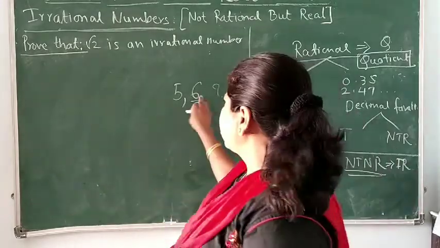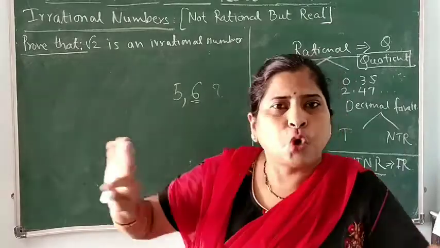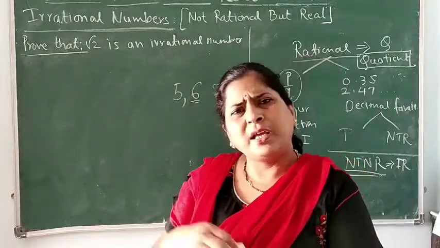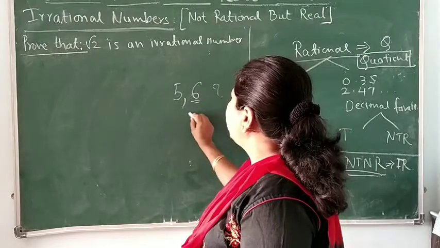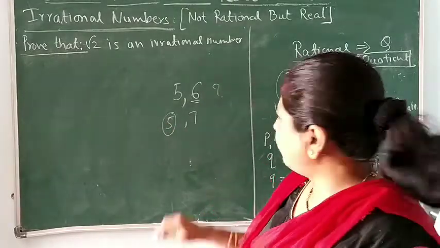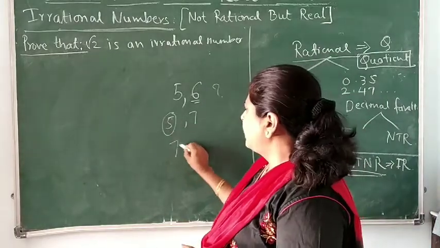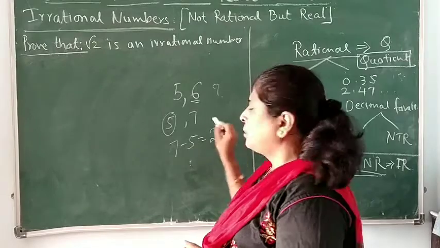Now, if you want to prove that 6 is a consecutive natural number, suppose we take that, let's say, 6 is not a consecutive natural number. Then we can say that 7 is a consecutive natural number of 5. But if 7 is a consecutive natural number of 5, what is the difference of 7 and 5? The difference between 7 and 5 is 2.